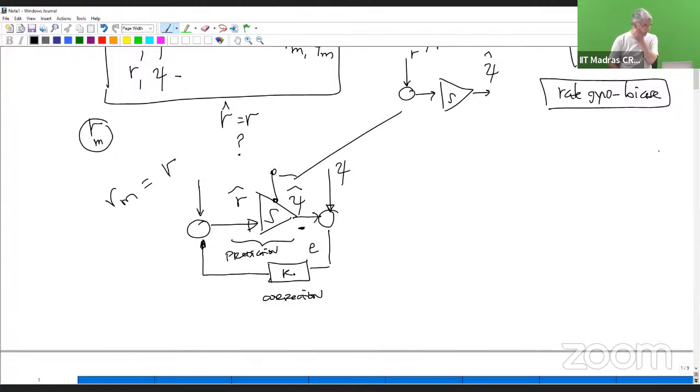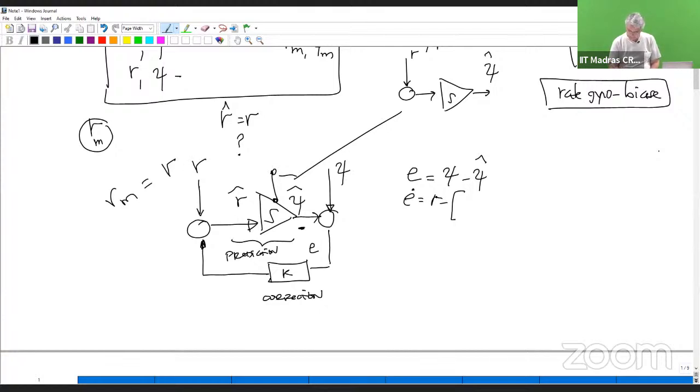Now, why will this work? I'm not considering noise at this point. So let's look at the error, which is psi minus psi hat, right? If you compute the derivative, you get the derivative of psi, which is the reality, which is R, minus the derivative of psi hat, and this you have R.